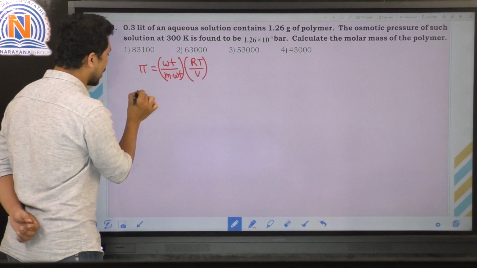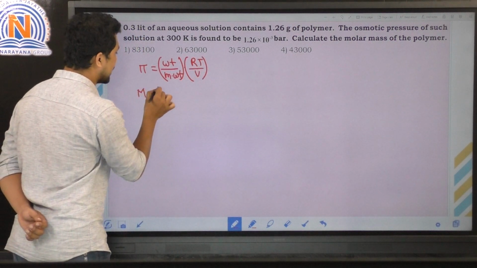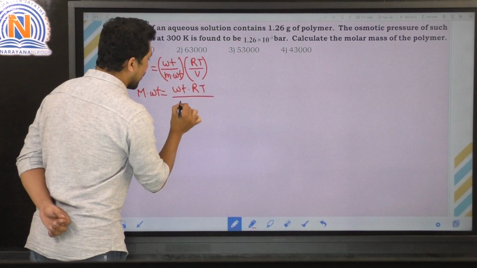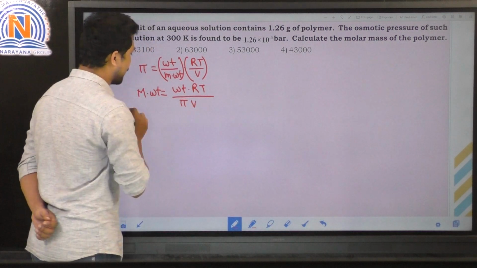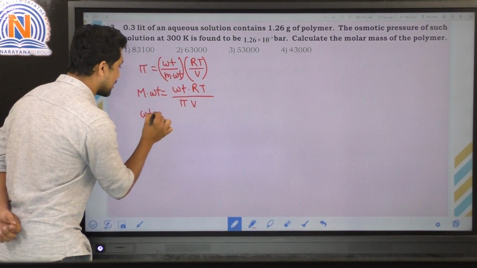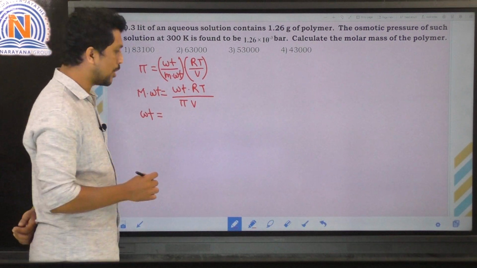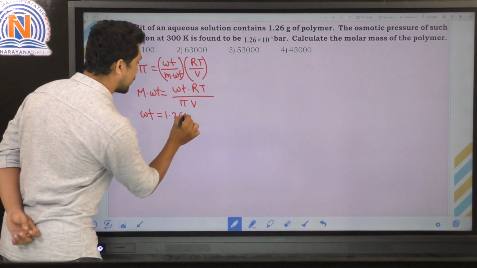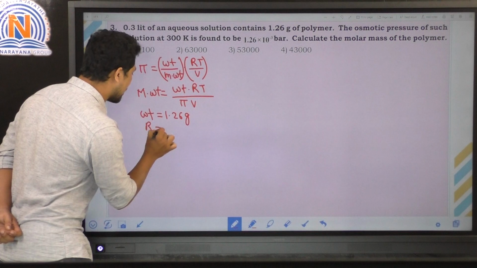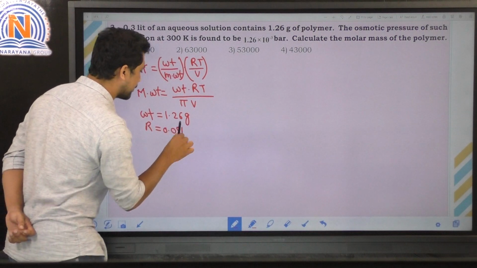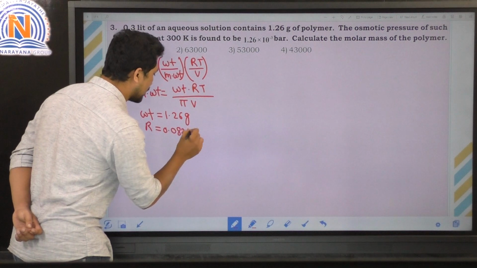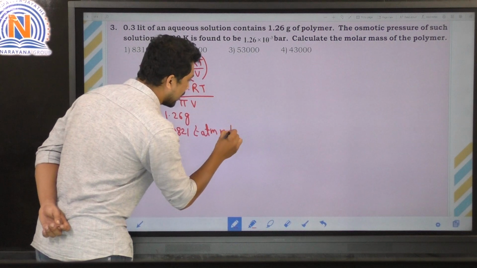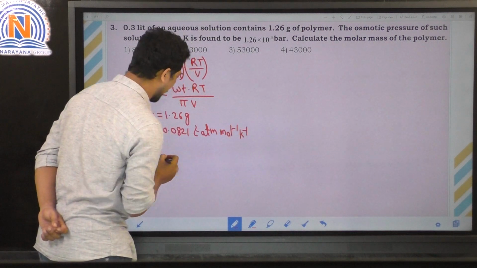So here we need to find the molar mass, that is molecular weight. So molecular weight equal to weight into RT by osmotic pressure into V. So here weight of the substance, how much weight they have given? 1.26 grams of weight polymer. R equal to gas constant, that is 0.0821 liter atmosphere mole inverse Kelvin inverse, right?